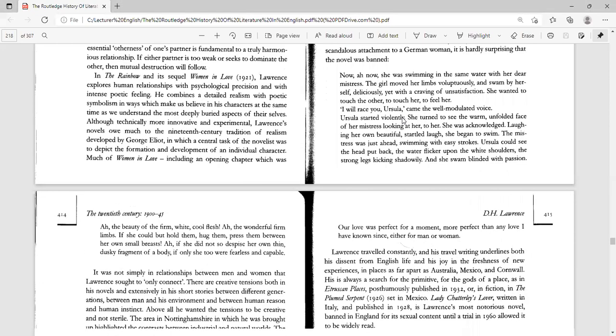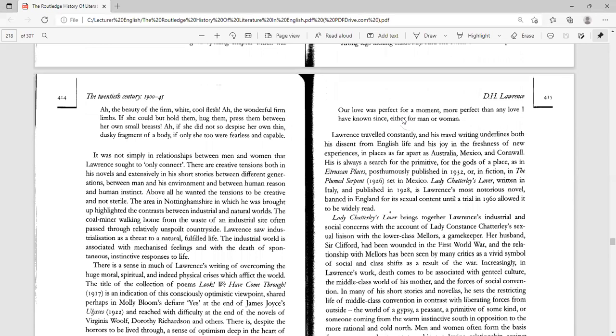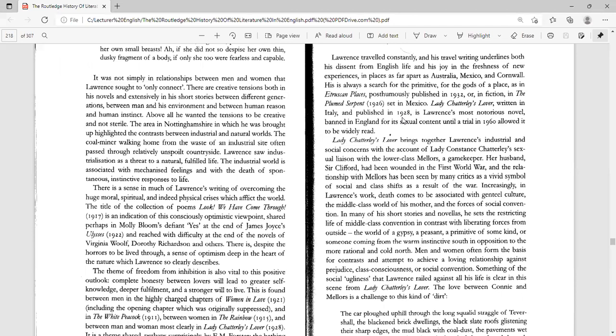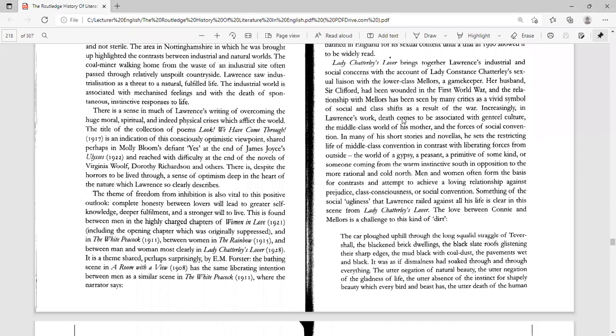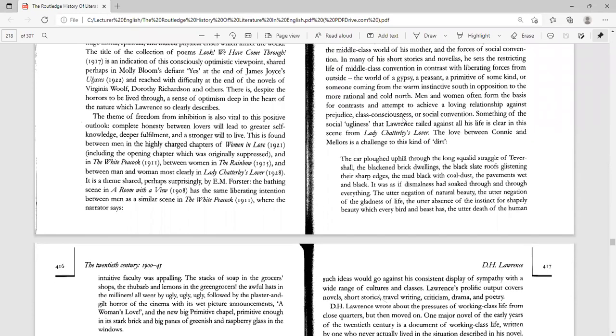Lawrence traveled constantly, and his travel writing underlines both his descent from English life and his joy in the freshness of new experience in places as far apart as Australia, Mexico, and Cornwall. His is always a search for the primitive, for the gods of a place, as in Etruscan Places or in The Plumed Serpent set in Mexico. He wrote Kangaroo, that is about Australia.